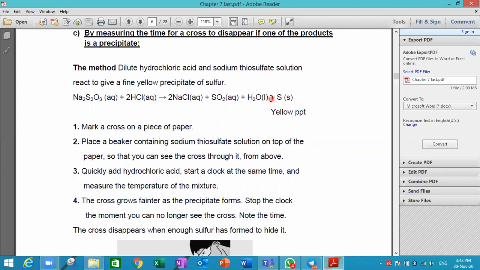We are going to use the fact that we get a yellow solid. Not only a yellow solid, but if we can get a solid in our reaction mixture, then we can use this experiment.